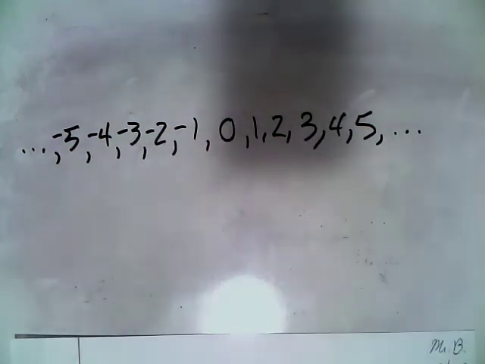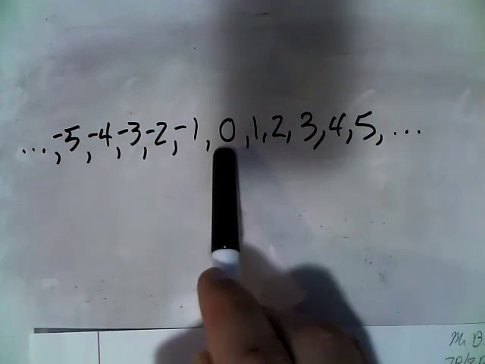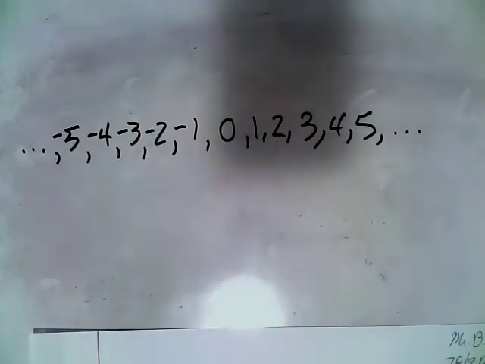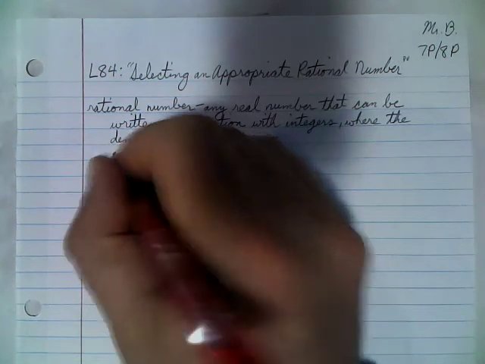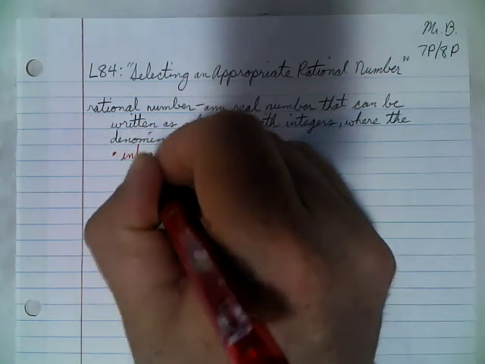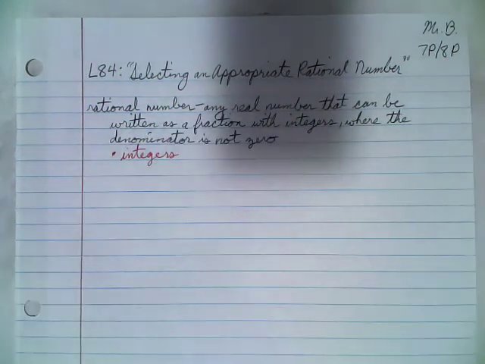So if you can take a number and rewrite it as a fraction using these numbers, but not 0 in the denominator, then that is a rational number. So rational numbers are going to include, first and foremost, integers. Since every integer is itself over 1, and 1 is an integer, if you put an integer over 1, that's still a rational number.